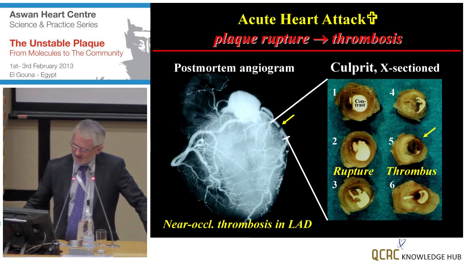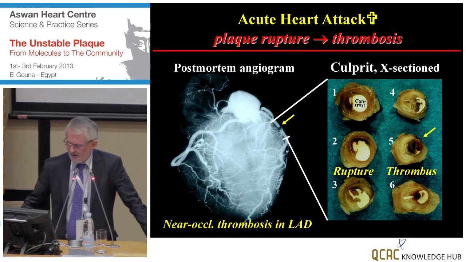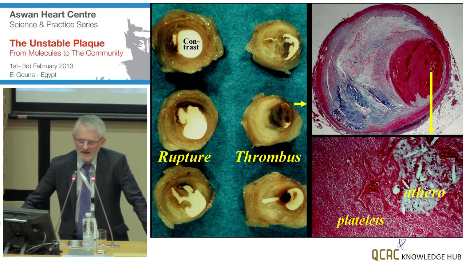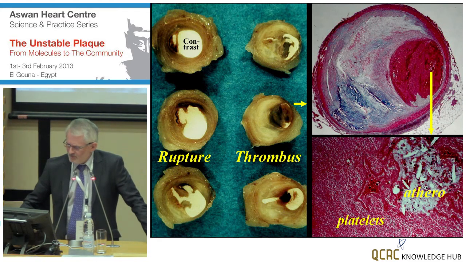Here we have an intact fibrous cap. Here we have a ruptured fibrous cap. And just distal to the rupture site, we have a thrombus. Here at higher magnification, you can study the rupture site and the thrombus in the microscope. And we have it here. Here you have the thrombus.